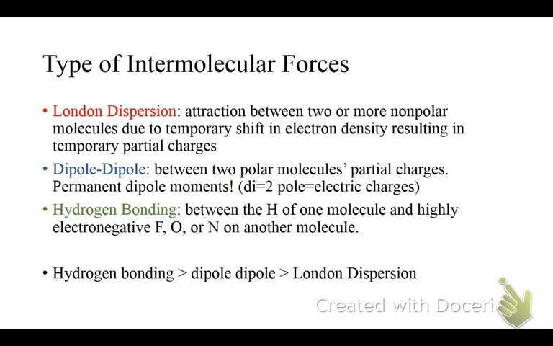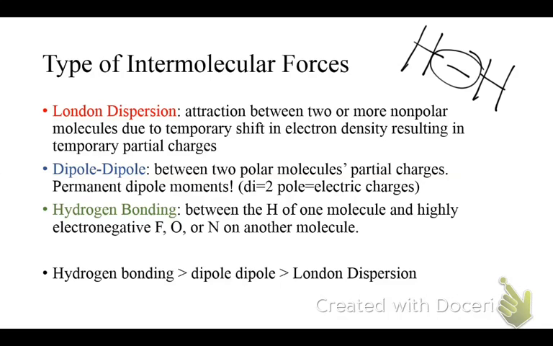For London dispersion, remember that's the weak one between two or more nonpolar molecules, and it's very, very temporary. It's the temporary shift in electron density, which causes a temporary partial charge, closest to whoever's the more electronegative. So in this case, say hydrogen. You have a hydrogen molecule, and the bond consists of two electrons.